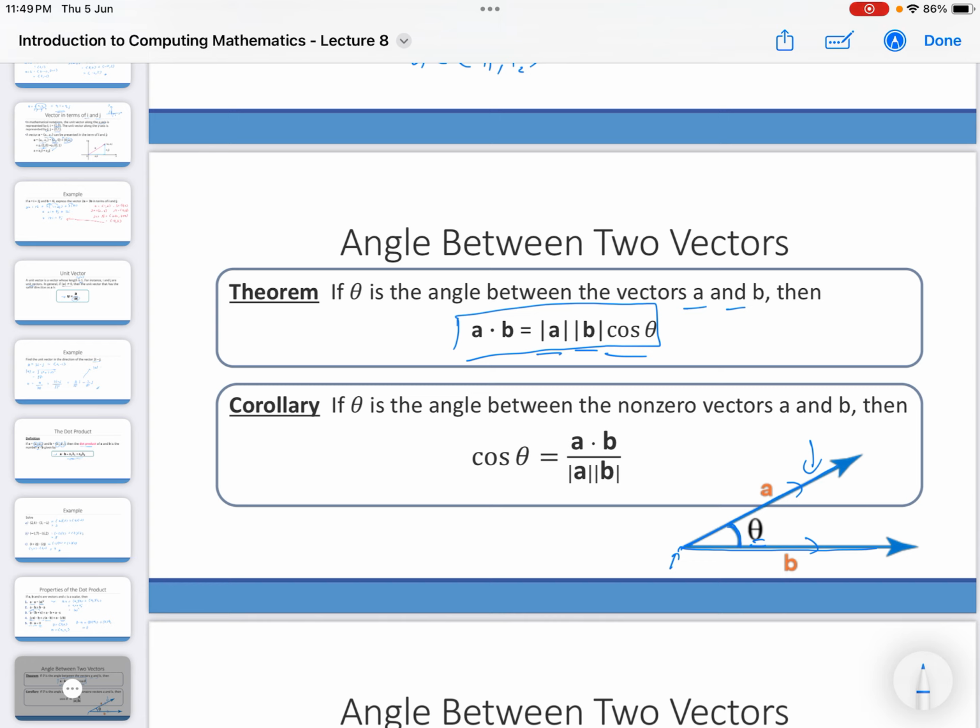If theta is the angle between vectors A and B, then we can also have this formula. We can bring the magnitudes to the left side, so we have cos theta equals A dot B divided by the magnitude of A times the magnitude of B. Basically these two equations are the same, coming from the same equation.